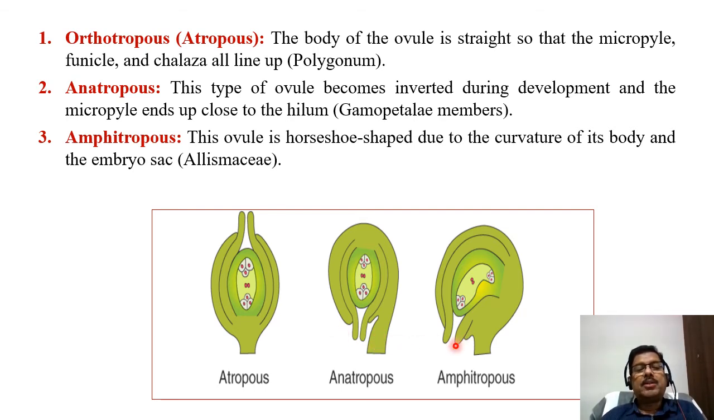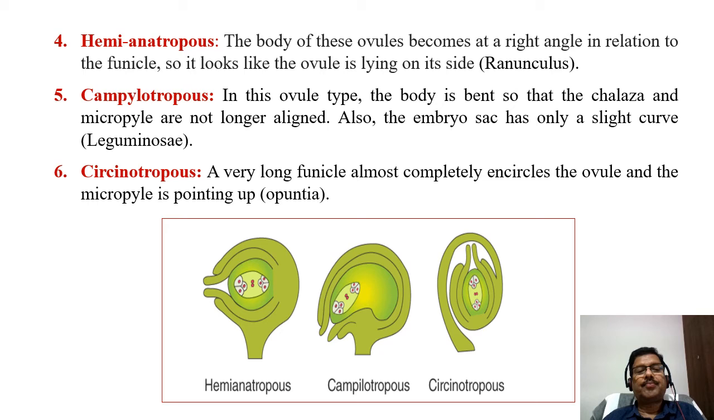In amphitropous, the ovule is horseshoe shaped due to the curvature of its body and embryo sac. Example is Alisma. Then hemianatropous: the body of the ovule becomes at right angles in relation to the funicle. It looks like an ovule lying on its side. Example, Ranunculus.